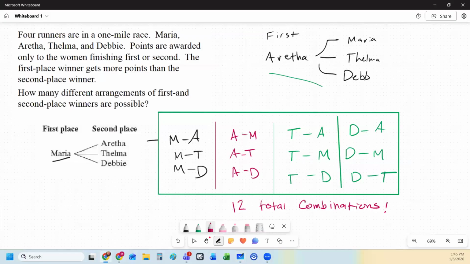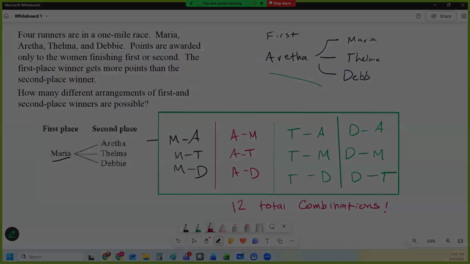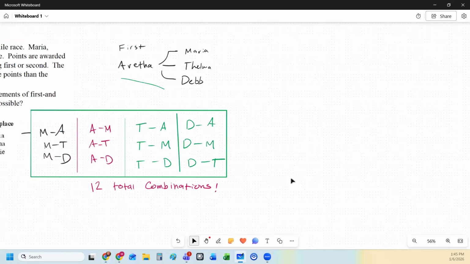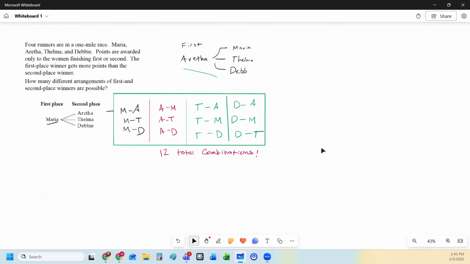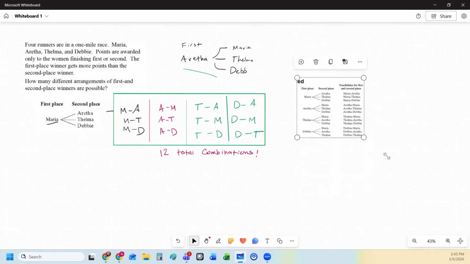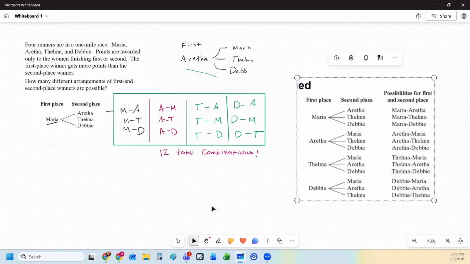And if you wanted to, this is in the slide. It's not always convenient to shortcut it. In this case, I think it was, but you could also have listed them out in full, right? Maria, Aretha, Thelma, but I like my little shortcut there better.